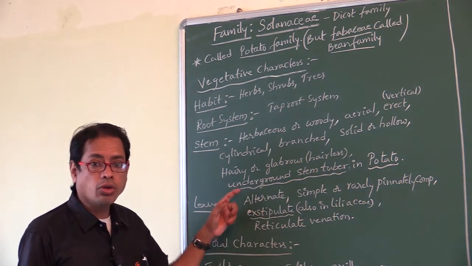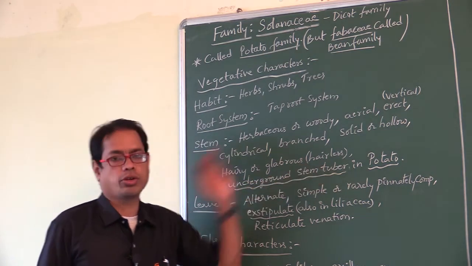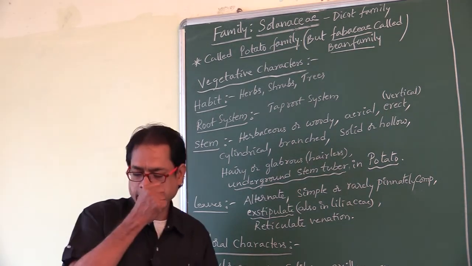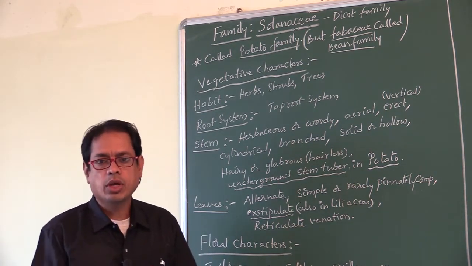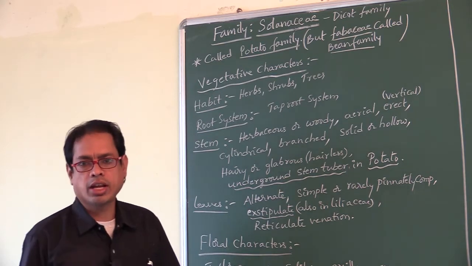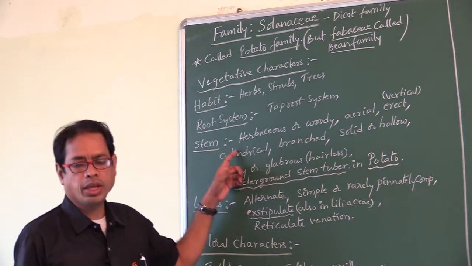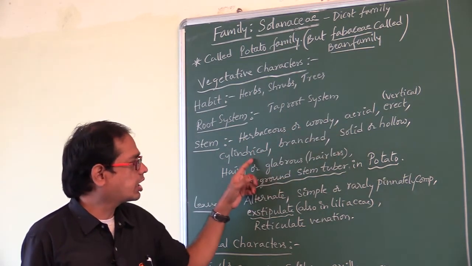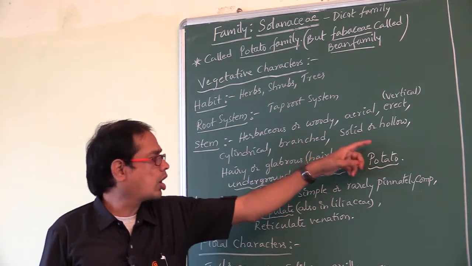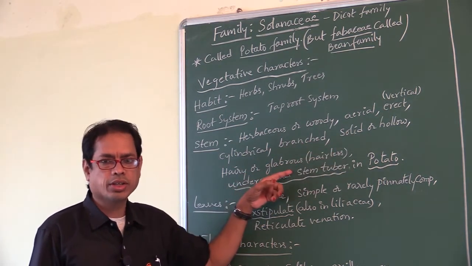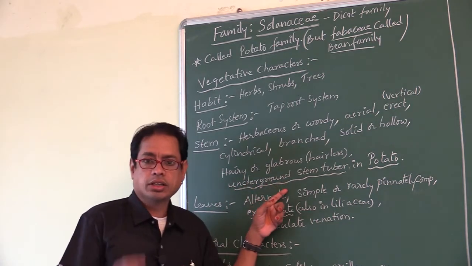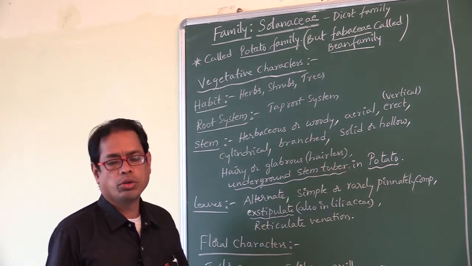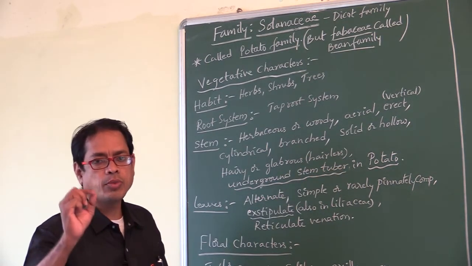Next, underground stem tuber is found in potato. Underground stem tuber, for example potato. Scientific name Solanum tuberosum. So the stem may be herbaceous or woody, aerial, erect, cylindrical, branched, solid or hollow, hairy or glabrous. The only important point is this one: the underground stem tuber found in potato, scientific name Solanum tuberosum.